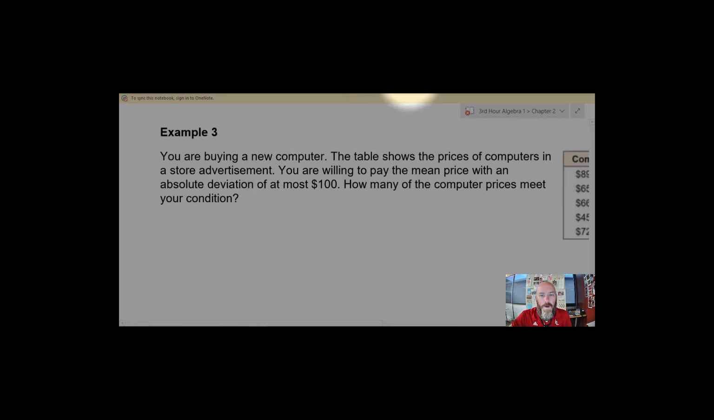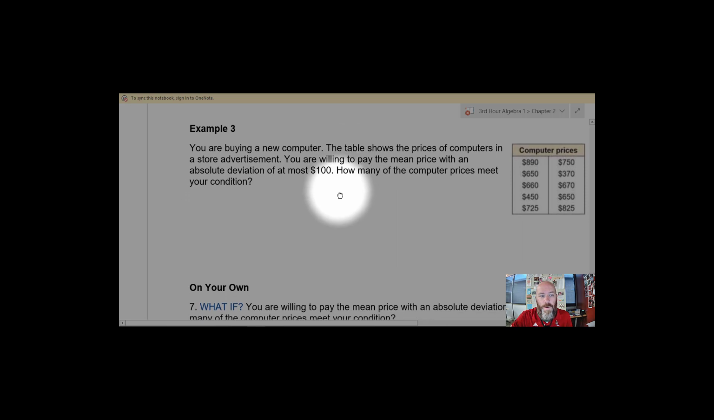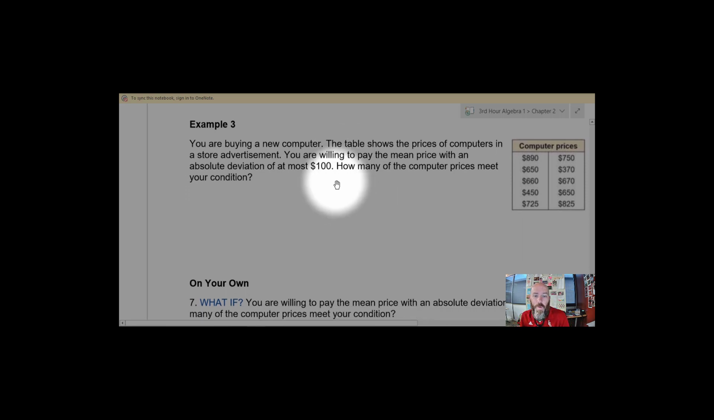You're buying a new computer and the table shows the prices of the computers in a store advertisement. You're willing to pay the mean price with an absolute deviation of at most $100. How many computer prices meet your condition? Absolute deviation sort of means like give or take. All right, so I can go $100 over or $100 less. But first I need to find the mean price.